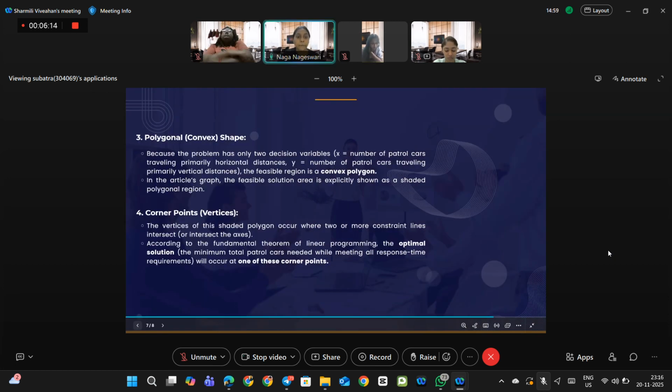Shape of the feasible region. Because the problem has only two variables, x and y, the feasible region forms a convex polygon. In the Metropolitan Petrol case, the polygon is the shaded area shown in the graph. The most important part of the feasible region is the corner points. In linear programming, the optimal solution, whether minimization or maximization, always occurs at one of these vertices. So, to find the best allocation of petrol cars, we evaluate the objective function at each of these corner points. Next.